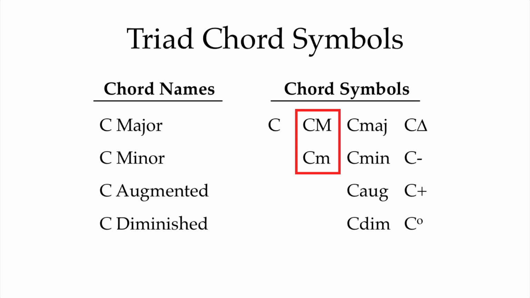You'll also see the chord names shortened like this. And you'll see these symbols. A triangle means major, a minus sign means minor, a plus sign means augmented, and a little circle means diminished.